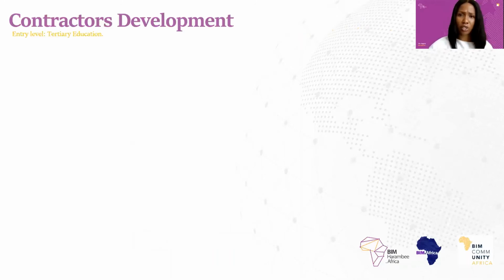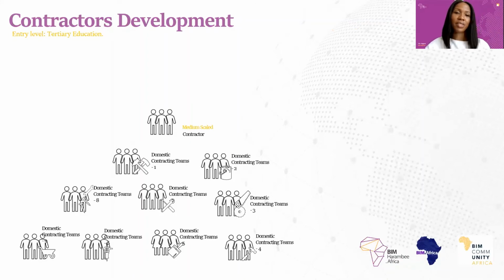Let's look at the contractor's development and progress. Let's say the typical contractor is a medium-sized guy. He's got his team of builders, domestic contractors or domestic builders that he contracts with. So they're little teams of tradesmen. For example, let's use the painting guy. He has been painting for a while. He learned painting at a trade school, and he's been doing it for a while.